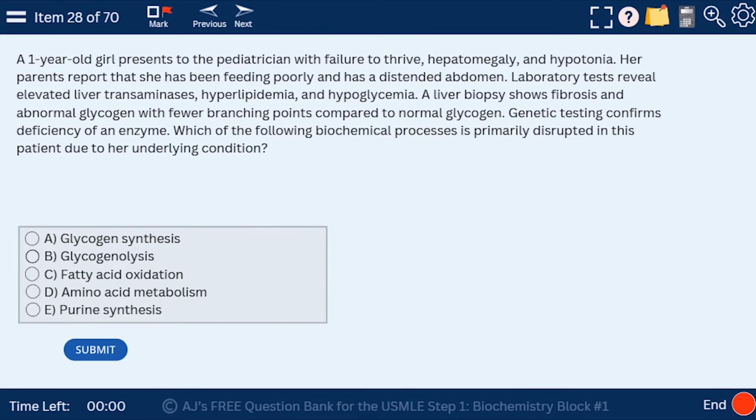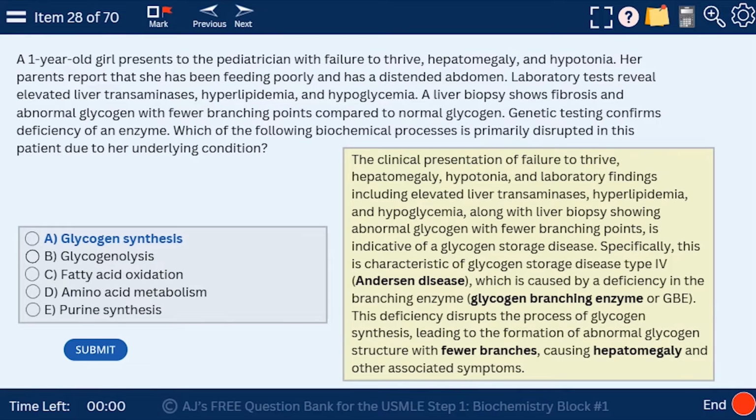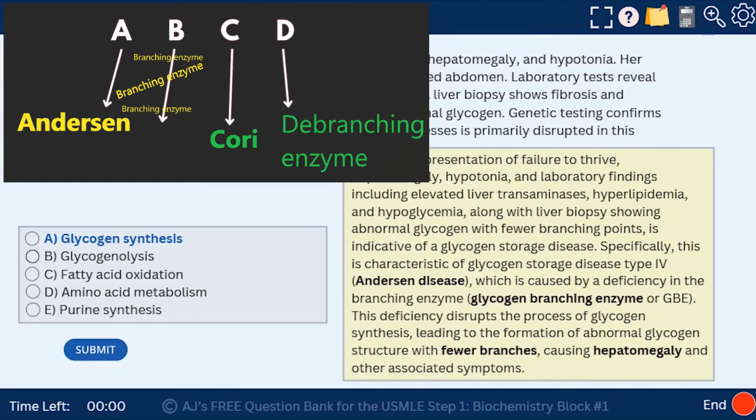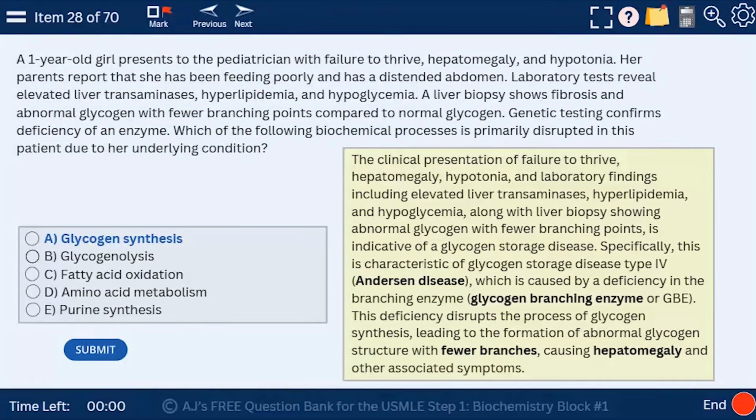Question 28. A 1-year-old girl who has these symptoms of hepatomegaly, hypotonia, liver biopsy shows fibrosis, and abnormal glycogen with fewer branching points compared to normal glycogen. So we're not getting the branching enzyme. There's a problem with glycogen synthesis due to Andersen disease. This question actually wasn't amazing, but there's a problem in glycogen synthesis due to Andersen disease, glycogen storage disease type 4. Remember, A, B, C, D. Andersen, branching, Cori, debranching. In Andersen disease, there's a problem with branching enzyme, and therefore we're going to have fewer branching points in glycogen synthesis.